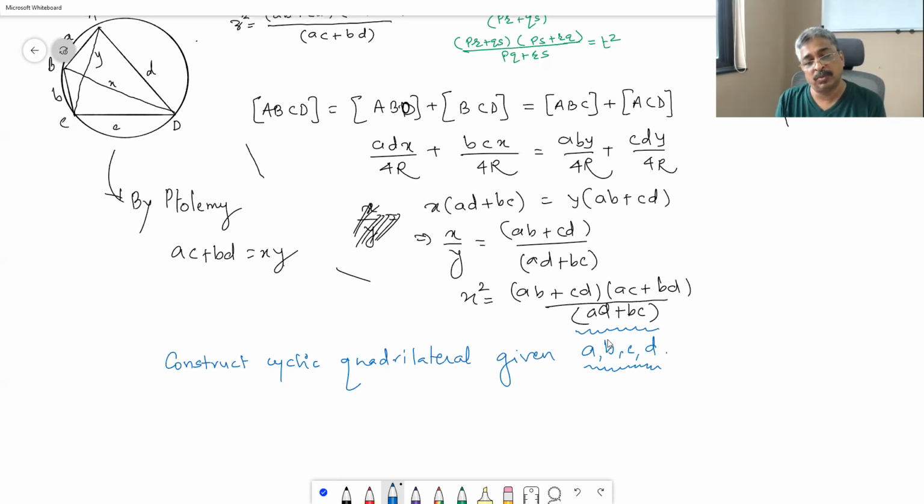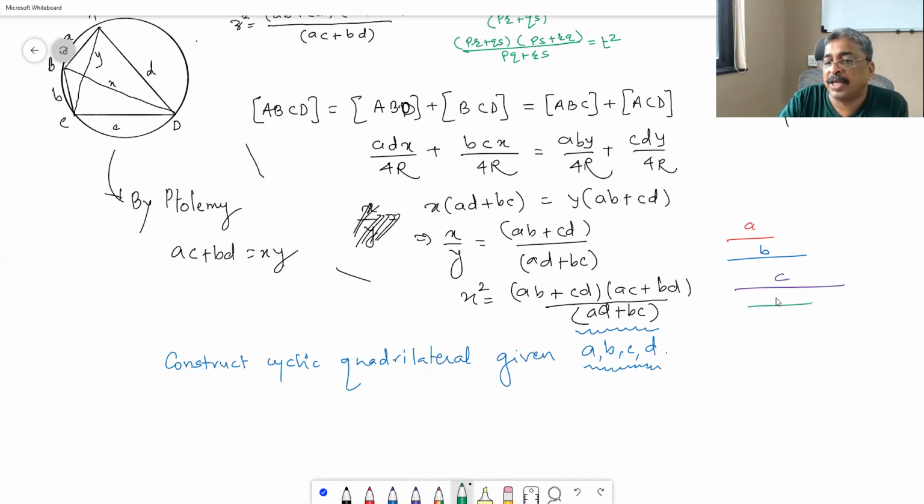So now the question is, suppose ABCD are given, then we know X square is equal to (AB plus CD) into (AC plus BD) upon (AD plus BC). Algebraically we know this, but then you are not supposed to use calculators, because in construction problem we will be given something like this: segment A is of this much length, segment B is of this much length, segment C is of this much length, and segment D is of this much length. That is what will be given to us, and using these segments geometrically, doing algebra using geometry, you need to find out the value of X.